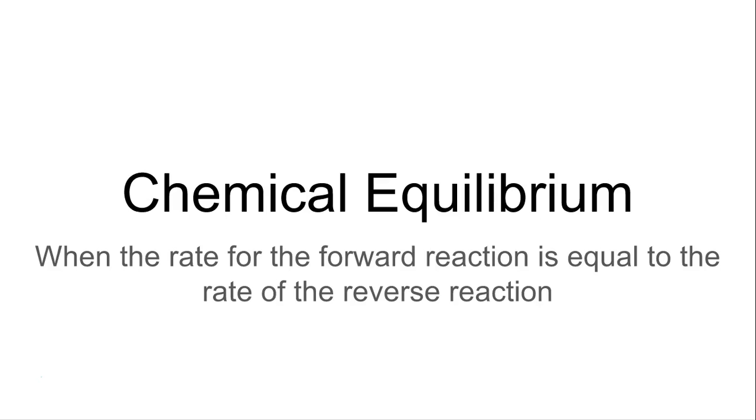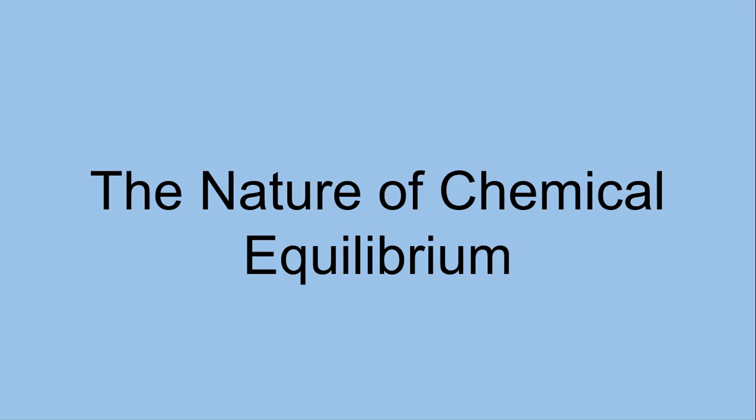All right, this is your first podcast on chemical equilibrium. Chemical equilibrium is when the rate of the forward reaction is equal to the rate of the reverse reaction. Now let's see what I'm talking about. So our first podcast is going to be over the nature of chemical equilibrium. This is going to get you the concepts you need and some of the mathematical problem solving that we're going to need to do in order to get through this unit.